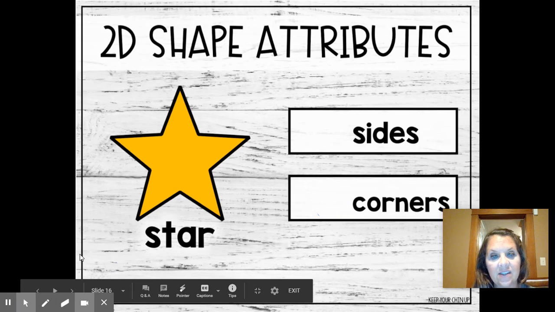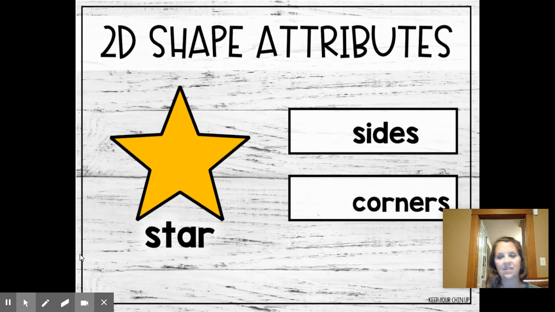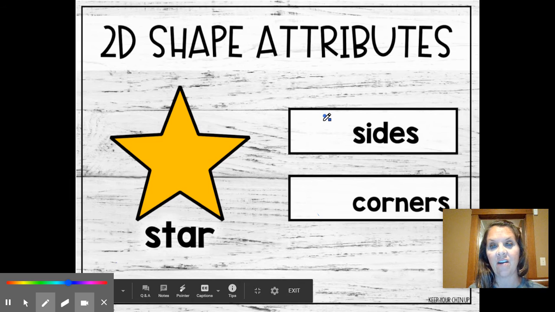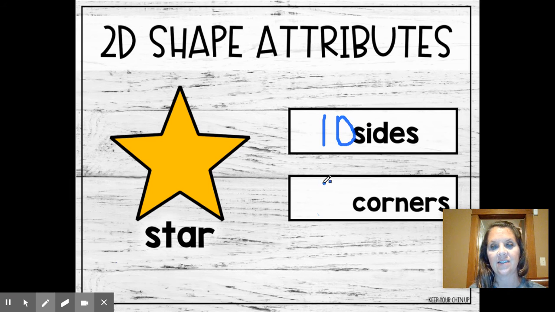And our last one is a star. Does anyone remember how many sides and corners a star has? Let me pause. Yes, 10. A star has 10 sides and 10 corners. Good.